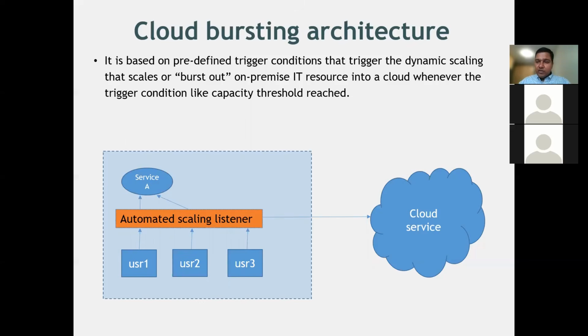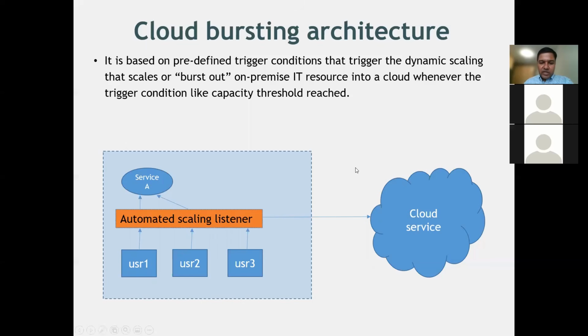People who are running a company already have dedicated servers and network. But over time their business capacity is changing, and nowadays companies are not investing in their own on-premise hardware and server systems. So they want to utilize their current system, and if the load comes more, they want to go to the cloud. The cloud bursting architecture is able to handle this type of request.